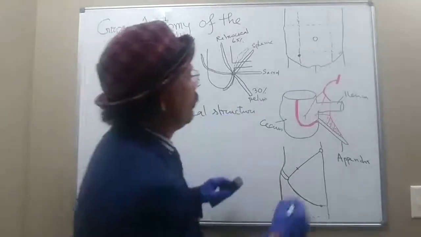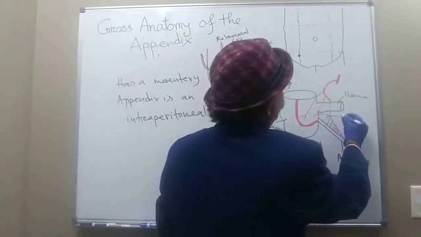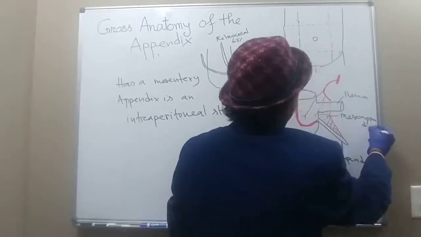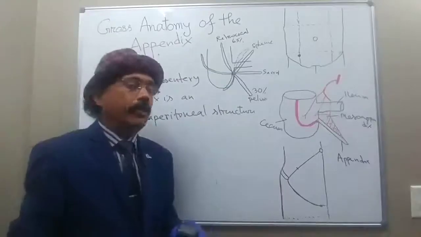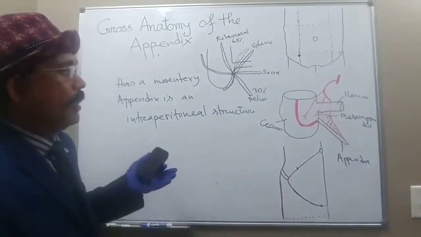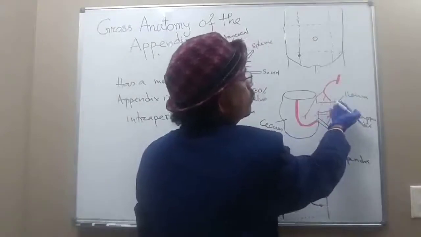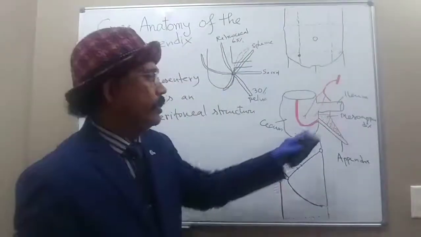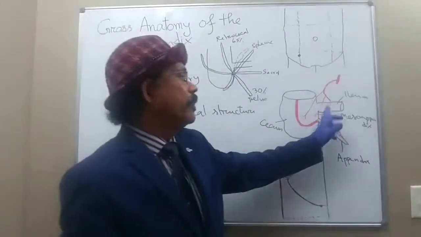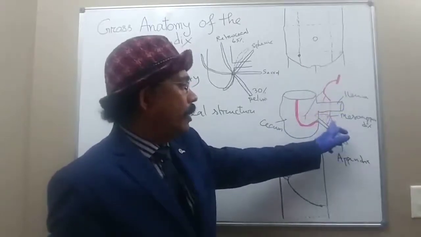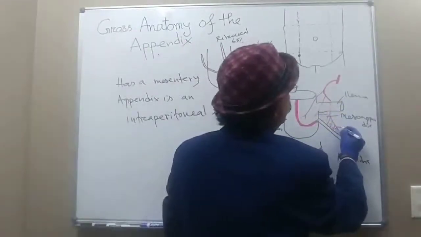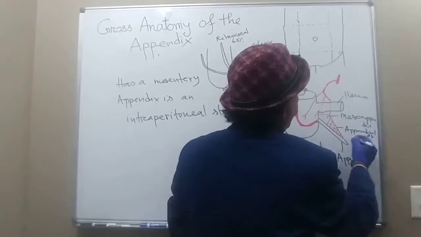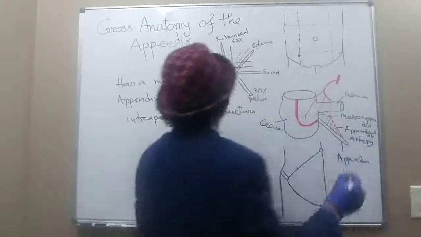This dark spot is the mesentery, the mesoappendix. It goes posterior to the ileum and is attached to the posterior layer of the mesentery. This mesentery carries the blood vessel, the appendicular artery.